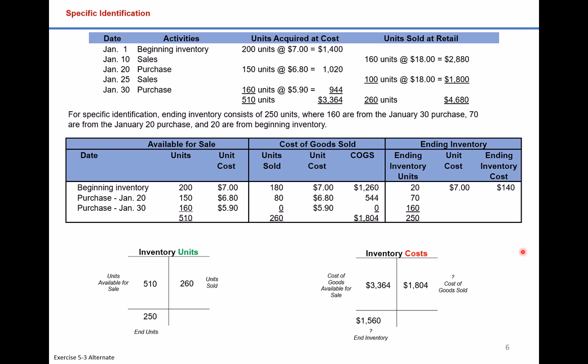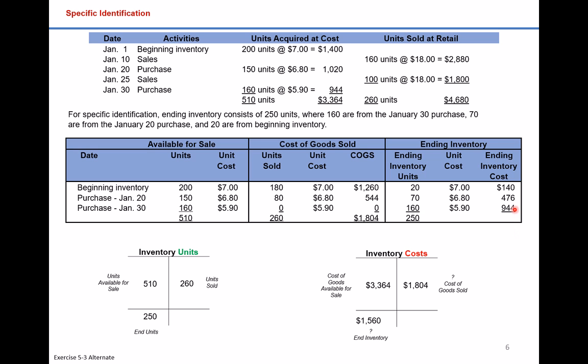So we do some math again. We have 20 units left from the beginning. Those cost $7 each, so those are worth $140, right? From January 20th, we have 70 left. We paid $6.80 for those, or altogether $476. The 160, we haven't touched those at all, so that hasn't changed. That should be $944 for the 160 at $5.90.